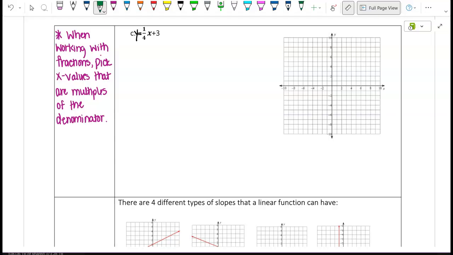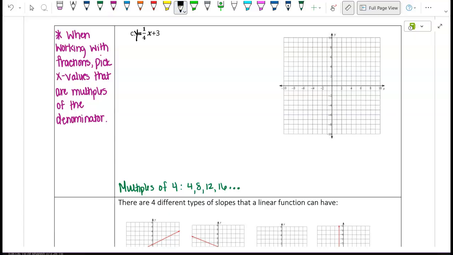In this case, the denominator is 4. So multiples of 4 would be 4, 8, 12, 16, and so on. Again, we don't want the numbers to get too big, but we need to understand what multiples of 4 are. And the reason we want multiples of 4, because the multiplication will go a lot nicer. If we use multiples of 4, we won't have fractional answers that could be hard to graph.